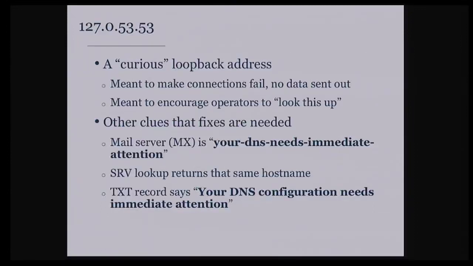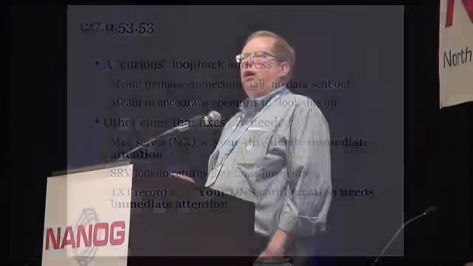The other records we have out there for mail exchanger records will come back with your DNS needs immediate attention, whatever name you're looking up. Also for the SRV record, the same thing. Those are both host name responses in there. And finally, if you look for the text record, because that might be what's used for mail protection, you get your DNS configuration needs immediate attention.